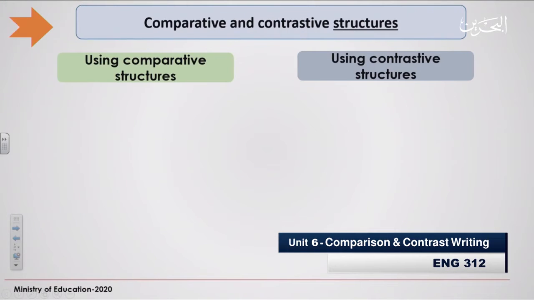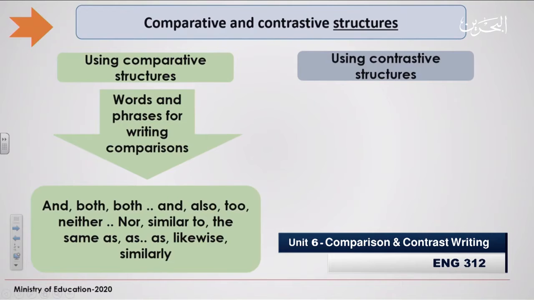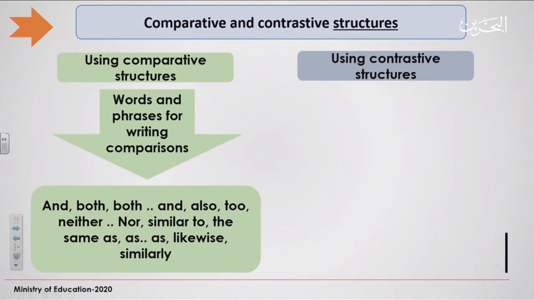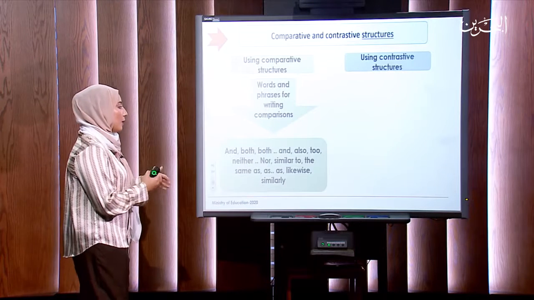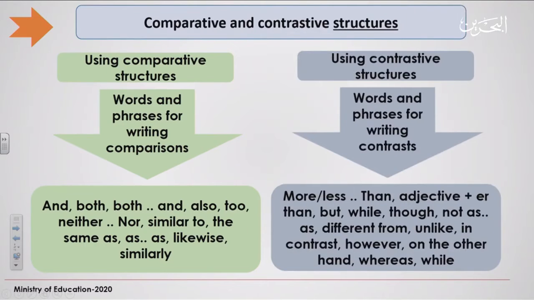Okay, now, what is the structure that should be used? When we say comparing, mostly the phrases that we use are because they're similar, and, both, also, too, neither, nor, similar to, same, as well as, like, and so on. Contrast is the opposite. So what do we use? More, less, than, adjectives with er, but, while, though, not as, different, unlike, contrast, however, whereas, while, and so on.